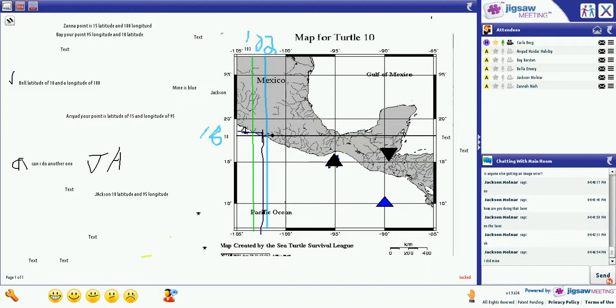So once you are done, put a check mark next to your name. And then what a scientist would do is they would follow the turtle, in this case, to figure out where that turtle is going.